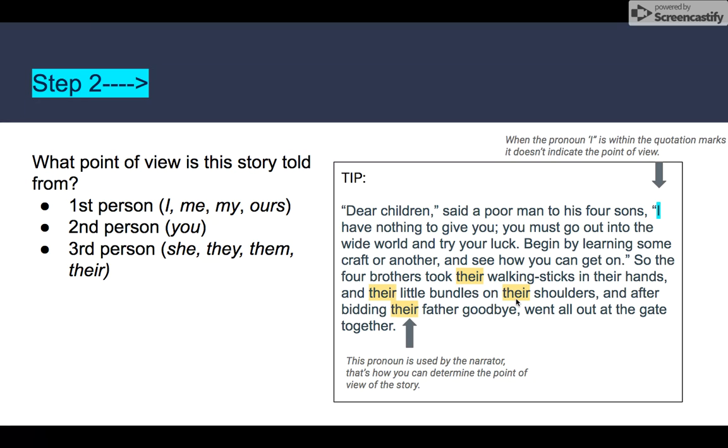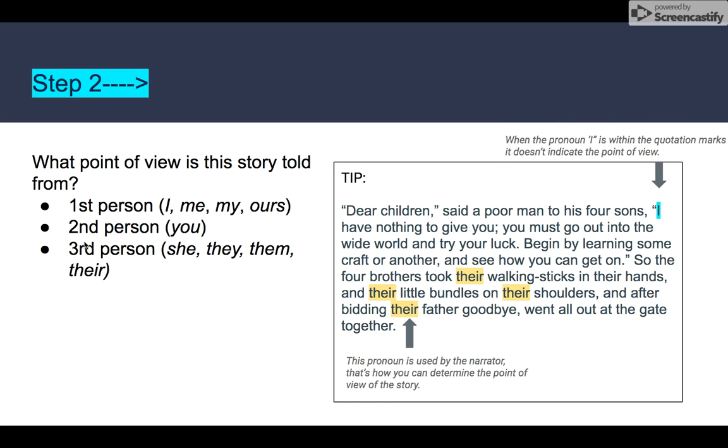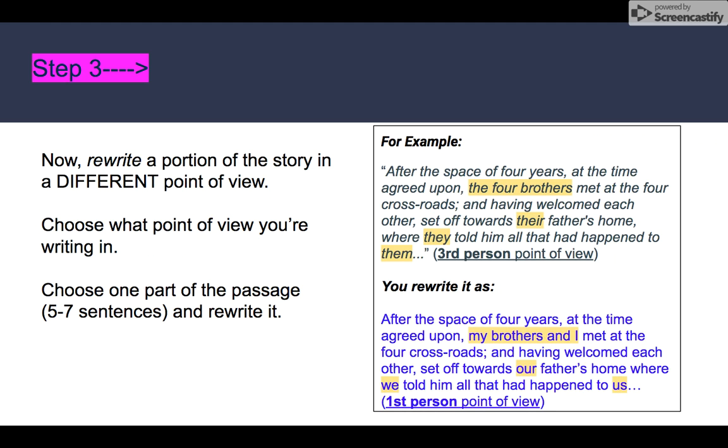And what kinds of pronouns do you see in this section? Okay. These are the pronouns used by the narrator. That's how you can determine the point of view, all right? So you can already tell what point of view this story is written from, can't you? That's what you're looking for, okay? To determine, step 2, the point of view of this story.